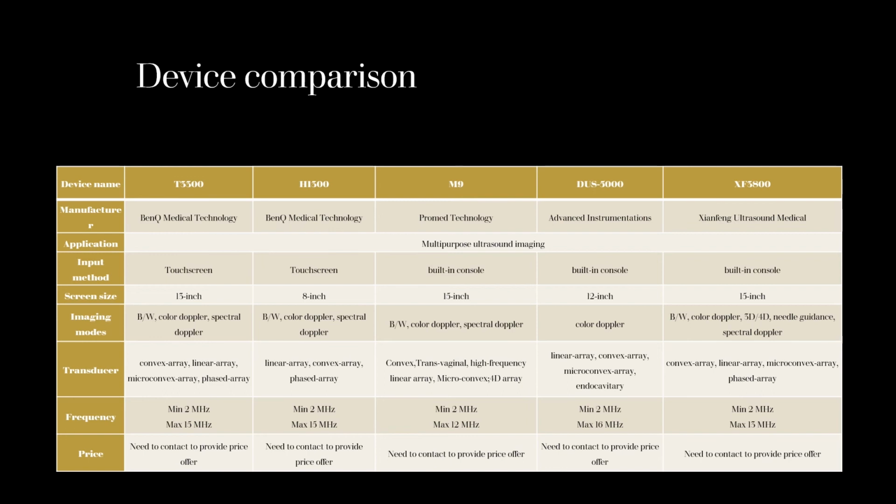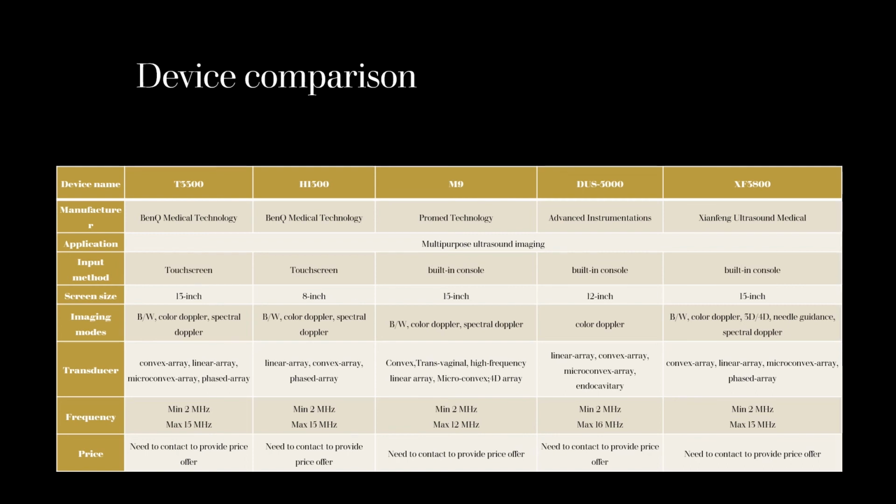And the fourth one is the Deuce 3000. It's from Advanced Instrumentations. Its input method is a built-in console. Its screen size is 12 inches. For the imaging modes, it has only color Doppler. For the transducer, it has linear array, convex array, micro-convex array, and curvature. For the frequencies, it ranges from 2 megahertz to 16 megahertz.